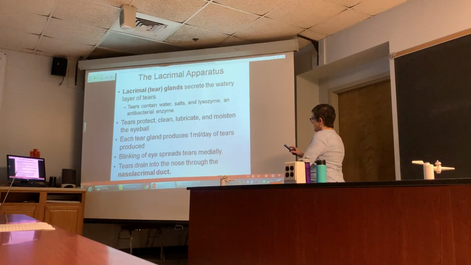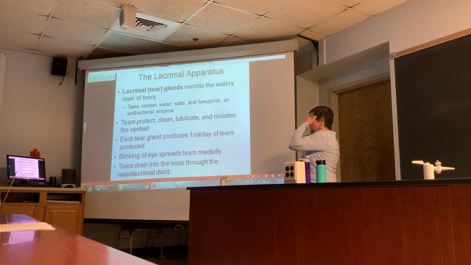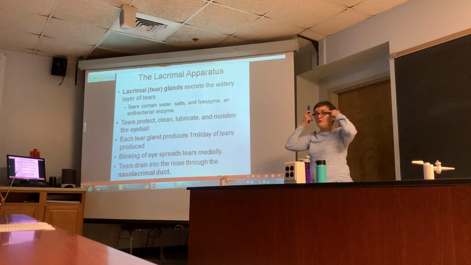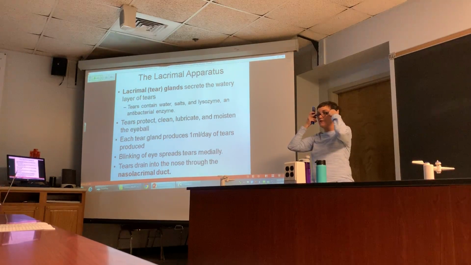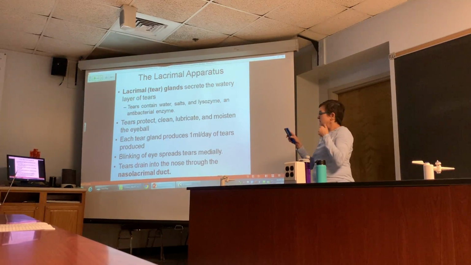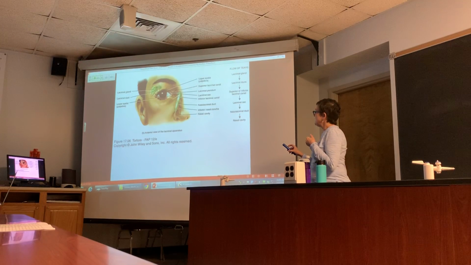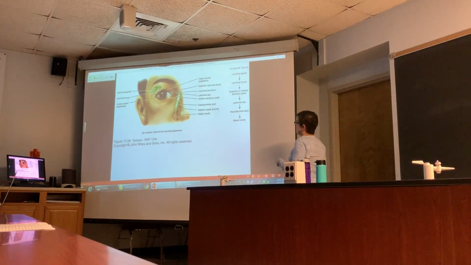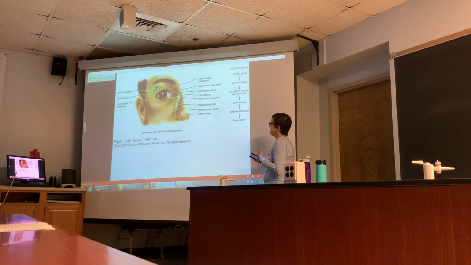And when you blink your eyes, the tears move medially. The tear glands, as we'll see, are up here in the lateral superior part of your eye orbit, just underneath the ridge of bone, kind of between the bone and your eye. I'll show you those in a second. And the tears drain from the eye to the nasolacrimal duct.